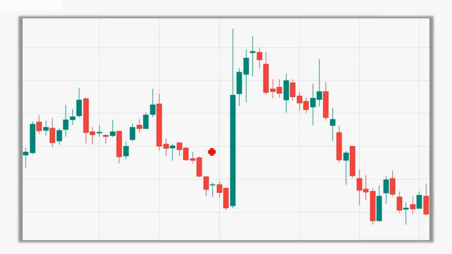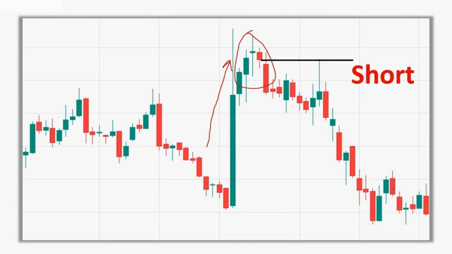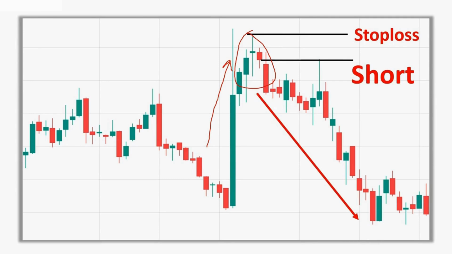So as you can see on the screen, this is the chart, and after a good uptrend in this area, we get an evening star pattern formed on the chart. So we will take a short entry at the closing of this candle, and our stop loss will be above the doji candle. So in this trade, we could easily make a 1:3 return because the market acted according to analysis.